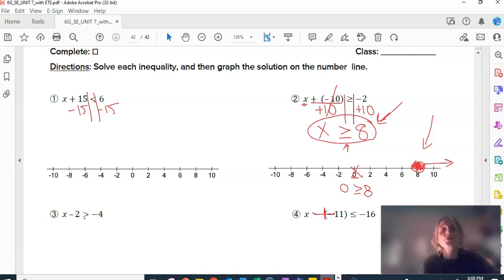Last but not least, choose any number on there. If it's true in your inequality, you're drawing your arrow that way. If it's false, you draw your arrow the other way.